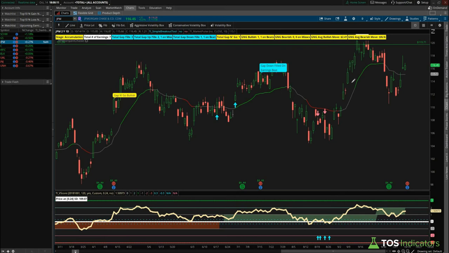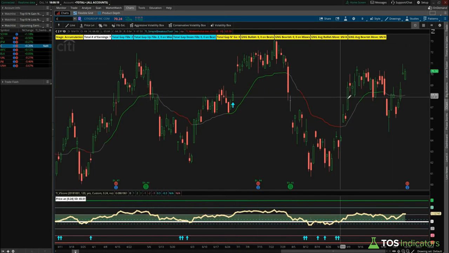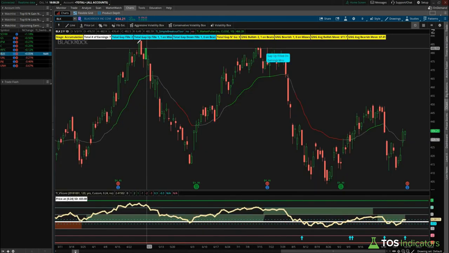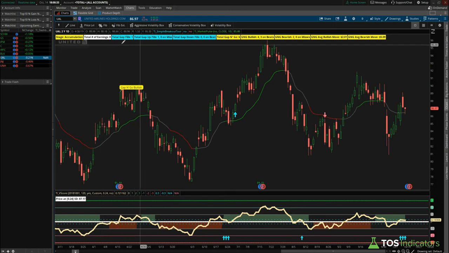JP Morgan, 3 and 1, so it doesn't pass our conditions. Moving straight down. So Citi, same thing, 2 and 0, so it doesn't meet our condition. Wells Fargo, we see 2 and 0, so it doesn't meet our conditions. BLK, 2 and 3, close but not enough. UAL, 1 and 6, so UAL meets our conditions, but from the gap and go.